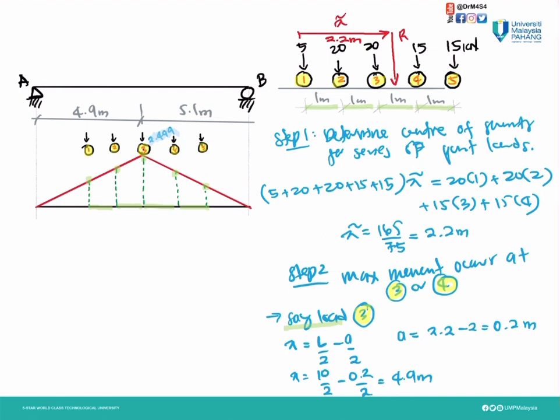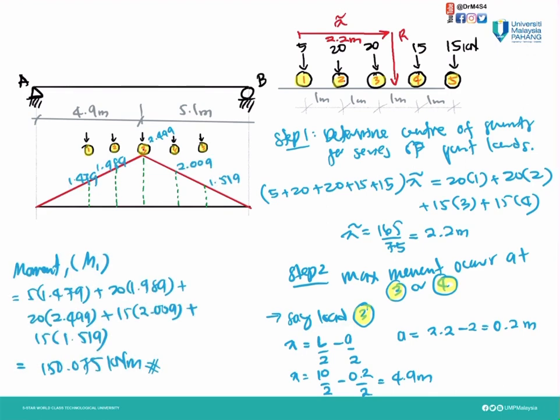So by using interpolation, we get our values on our influence line: 2.009, 1.519, 1.989 and 1.479. Then we can find the moment for the first case. So on wheel number 1, the force is 5 kilonewton. Therefore 5 times 1.479. Then plus 20 on the second wheel, 20.